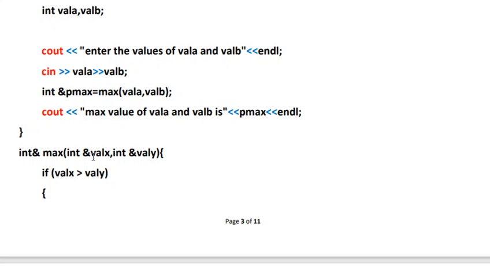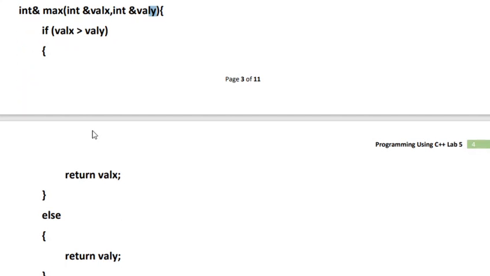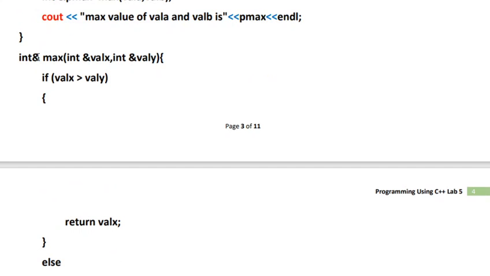Here x is a reference to val_a and y is a reference to val_b. That means x is aliased to val_a and y is aliased to val_b. That means x and y can be alternately used to refer to a and b respectively. Now I'm passing a reference to val_a, that is val_x, and a reference of val_b to val_y. Now I'm comparing the values of val_x and val_y. Whichever is maximum, I'm returning that particular variable.